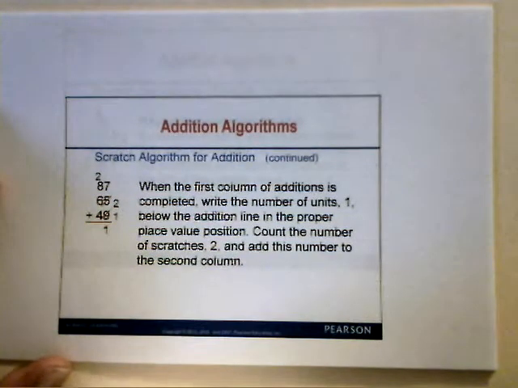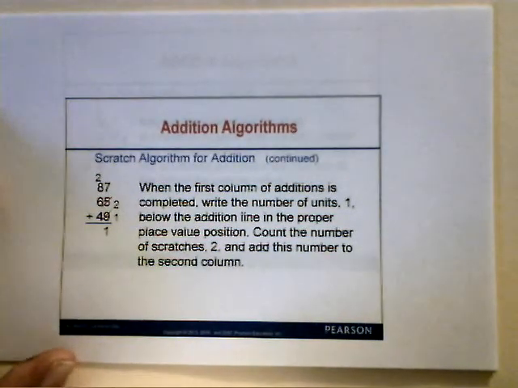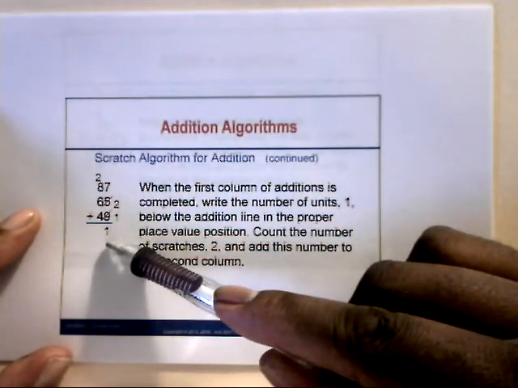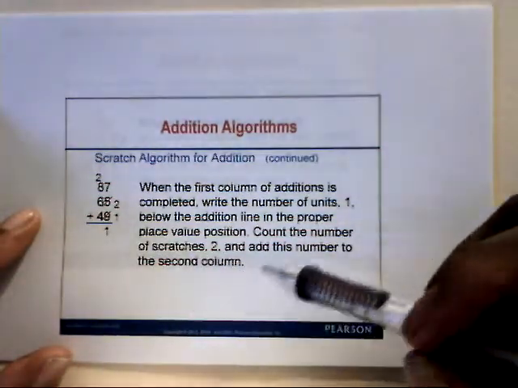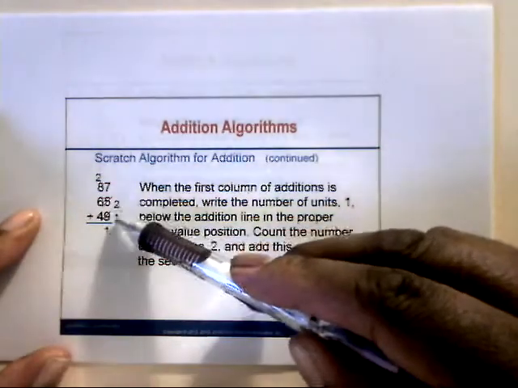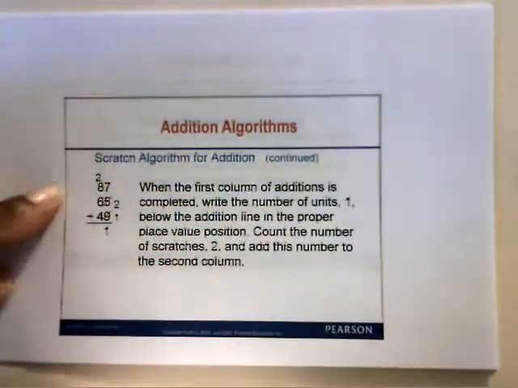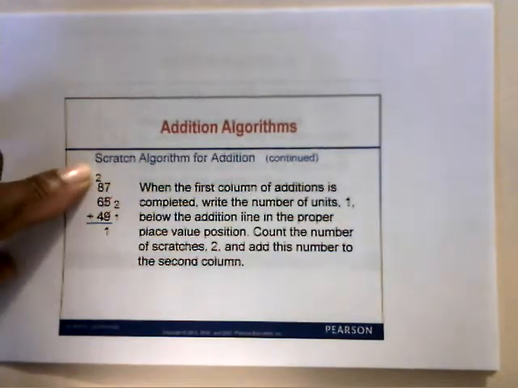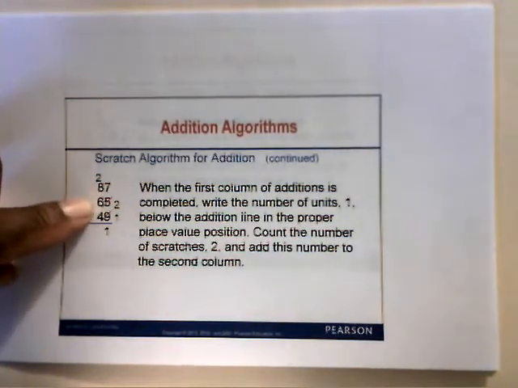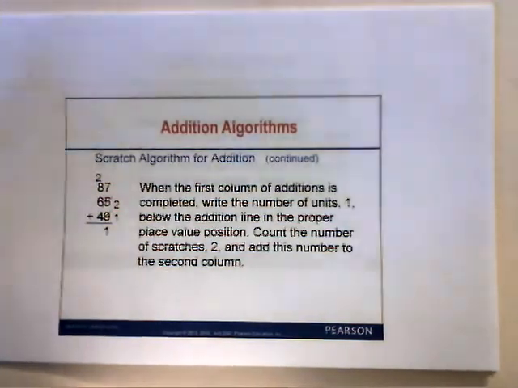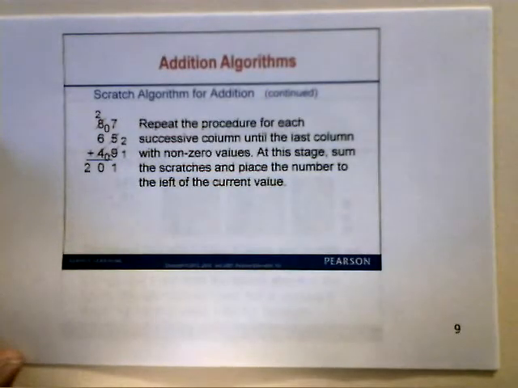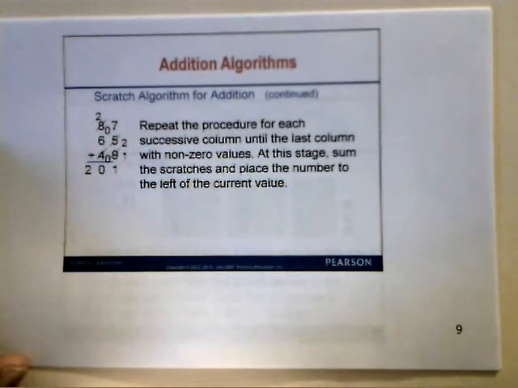And when the first column of additions is completed, write the number of units, which is the 1, below the addition line in the proper place value position. Count the number of scratches. In this case here we got 2 scratches, so we're going to put the 2 in this column right here. Because then we're going to add these together, and then whatever 8, 6, and 4 come out to be, we add the 2 to it. And then we repeat the procedure for each successive column until the last column with non-zero values.